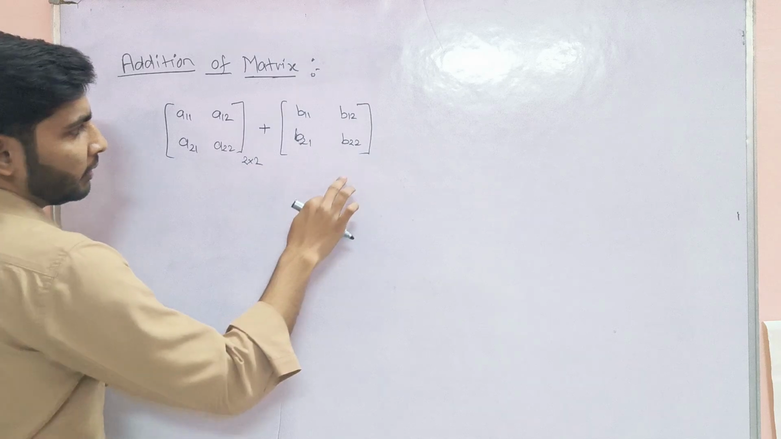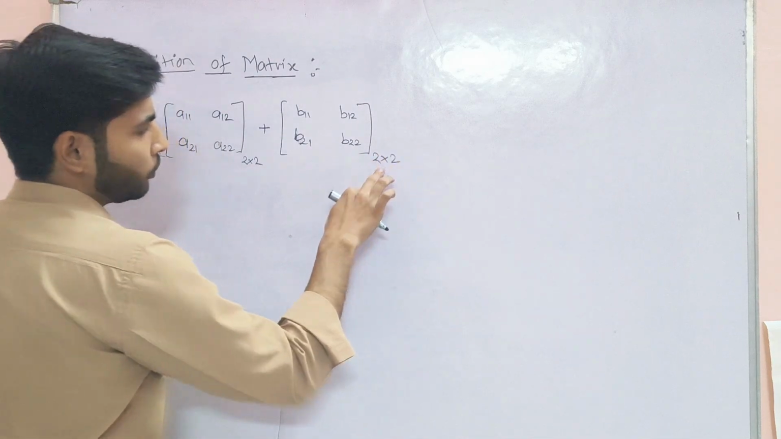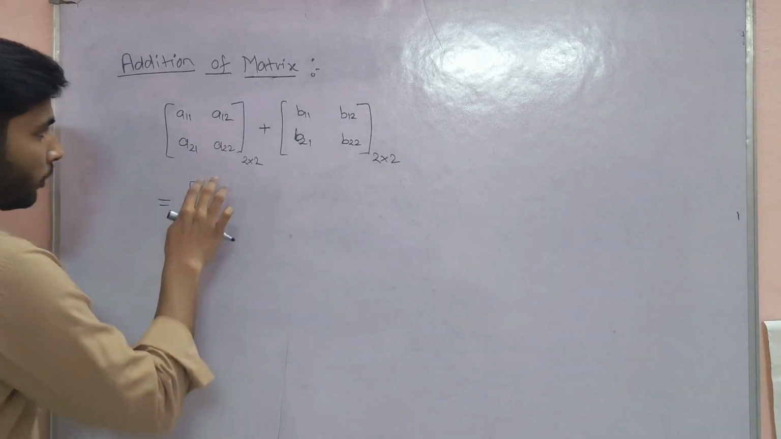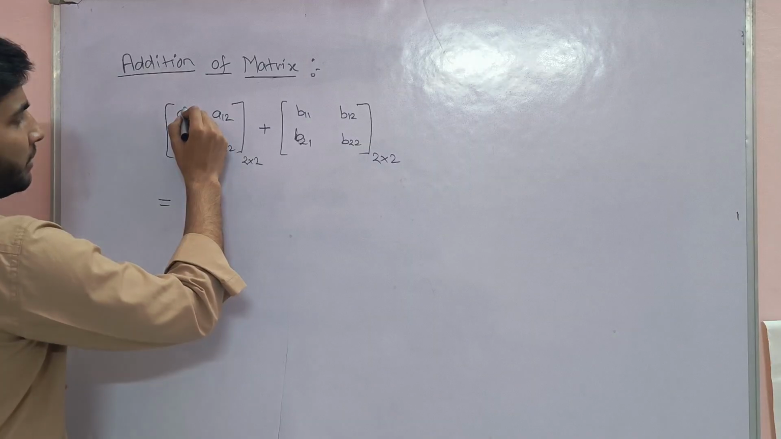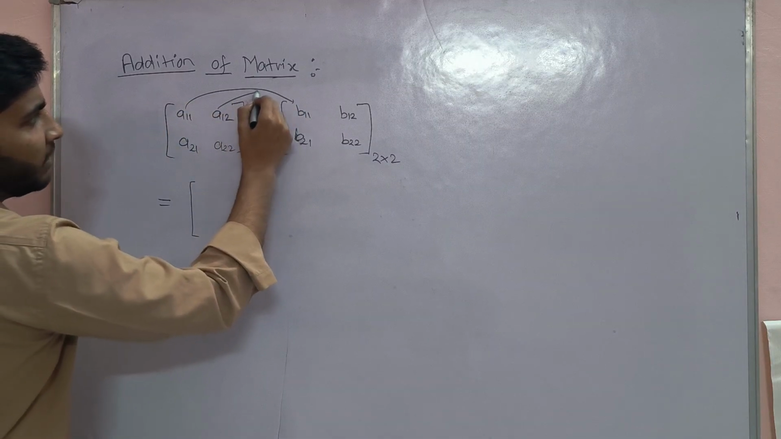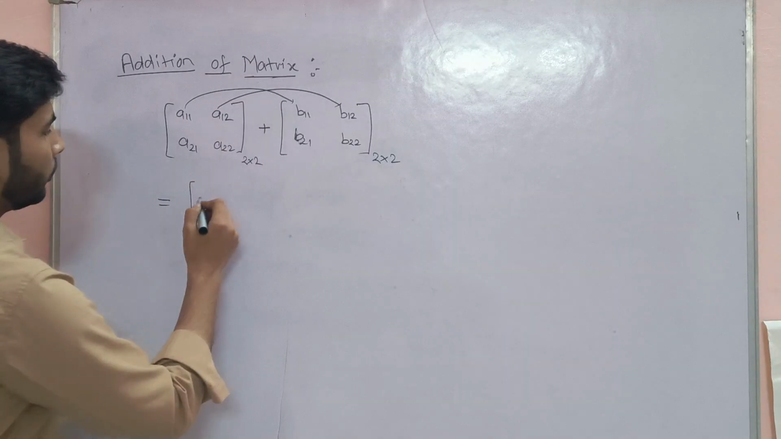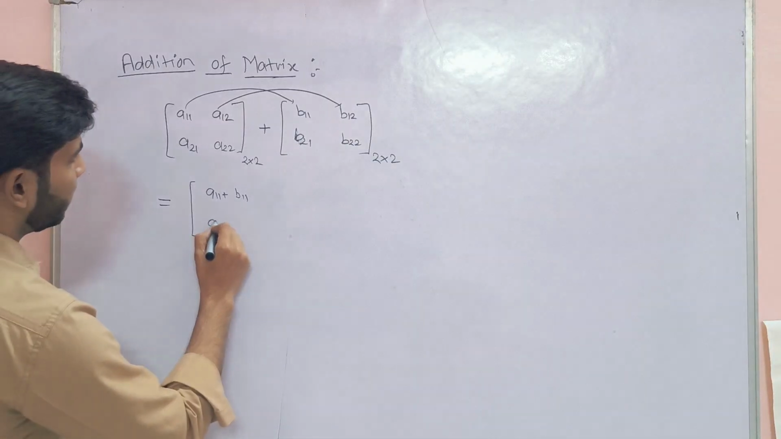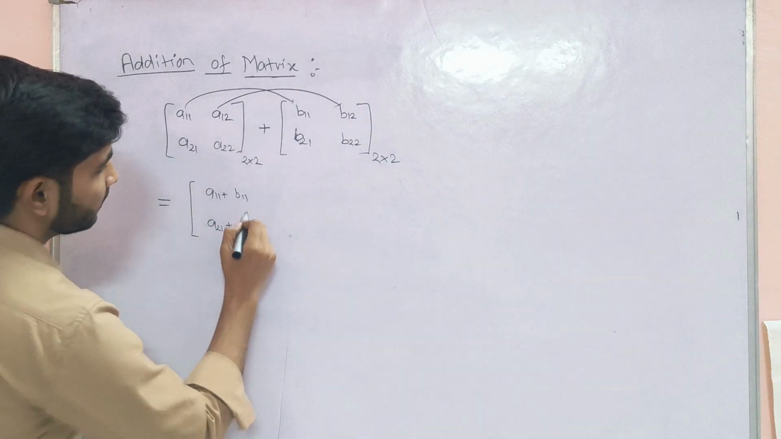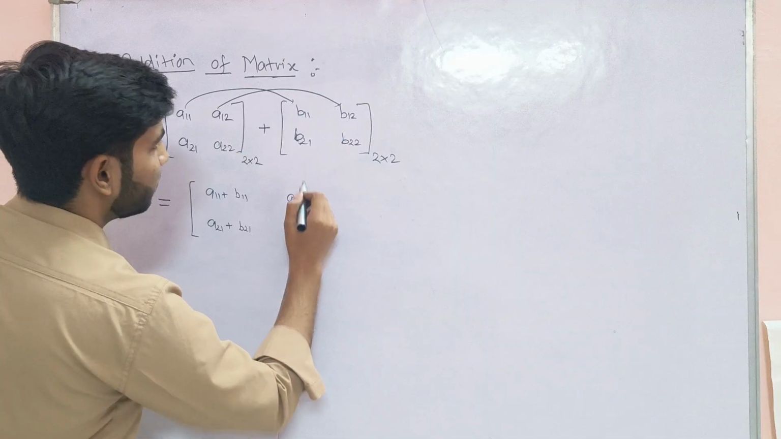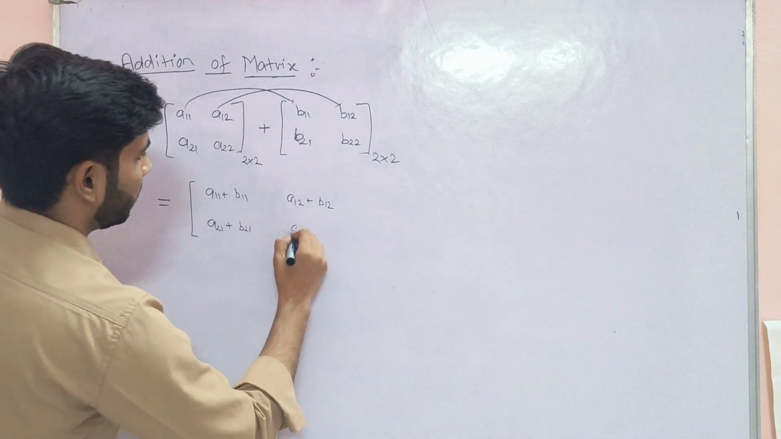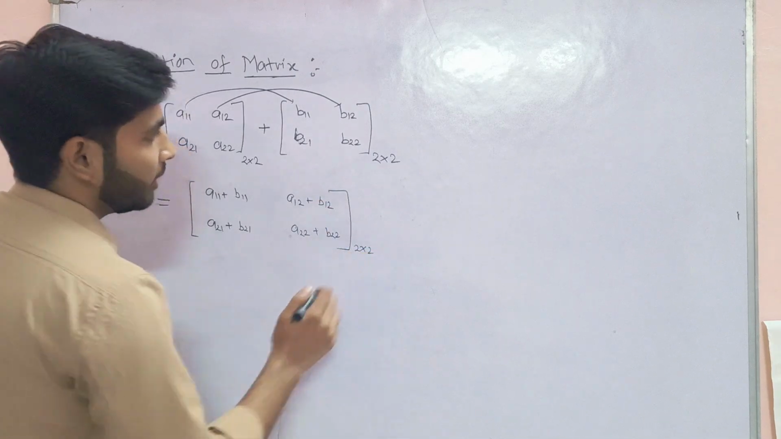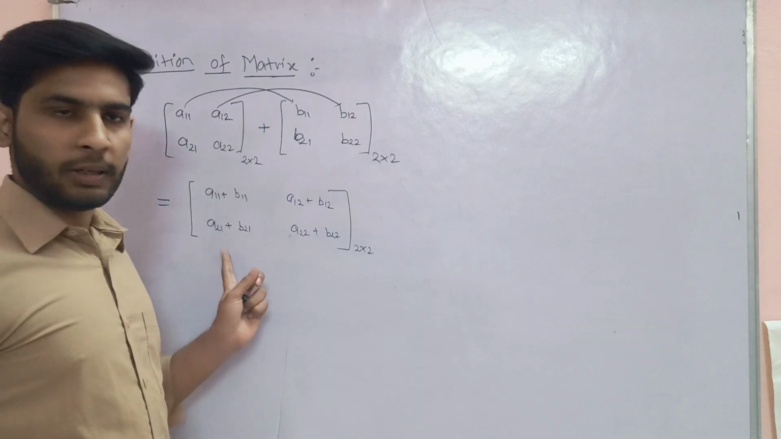2 cross 2. And what is the order of this matrix? Also 2 cross 2. So, when we add two matrices, we add corresponding elements. Means, the first element will add to the first element and the second element will add to the second element. So, we write A11 plus B11, here A21 plus B21, here A12 plus B12, A22 plus B22. This is our required matrix. In this way, we add two matrices.